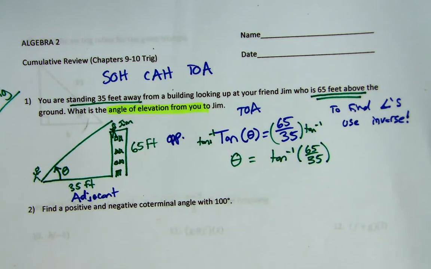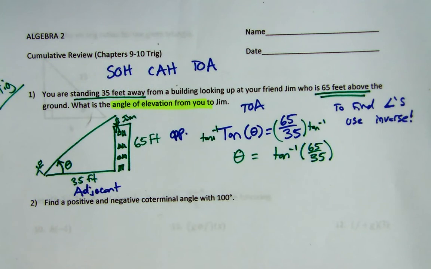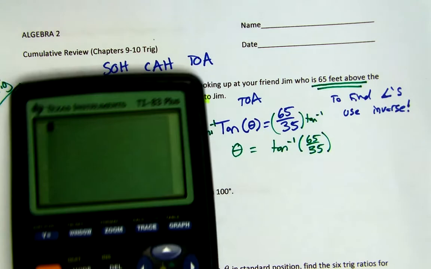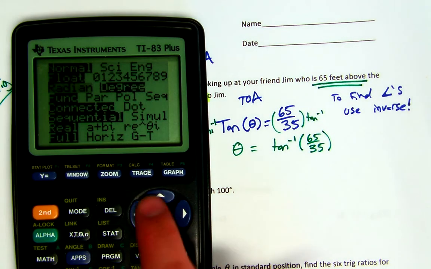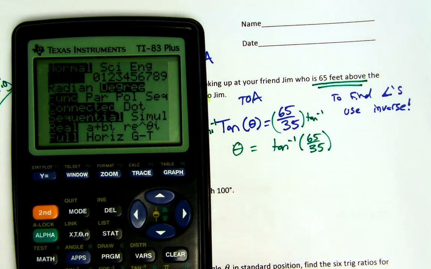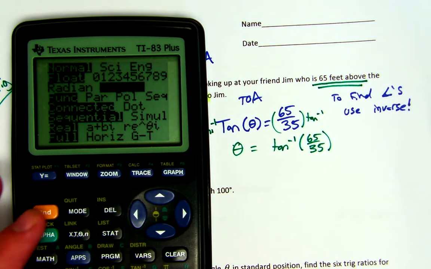Now, remember, your calculator needs to be in degrees when you do these problems. So if you don't remember, in your calculator you want to hit mode and make sure degrees is highlighted. So see how degree is highlighted? If it's not, arrow over it, press enter, and it'll highlight it.